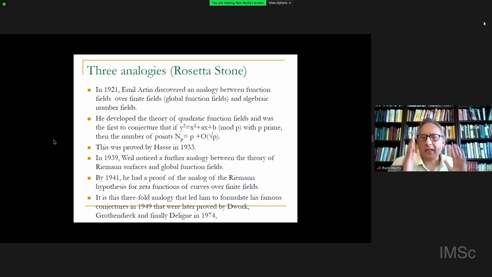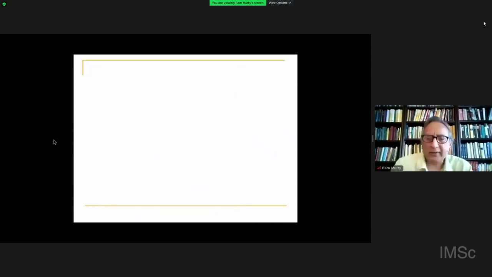Then there was an analogy to the function fields, with the zeta functions of function fields over finite fields. And then there was an analogy to Riemann surfaces and the theory of curves. So these threefold worlds seem to be interconnected, and the Weil conjectures are a testimony that this interconnection is not just superficial, but extremely profound and deep.